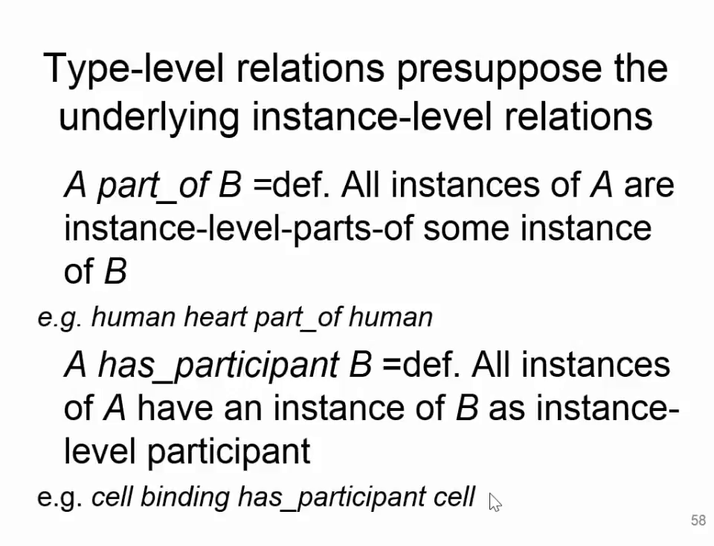And similarly, to say that big A has participant big B is to say that all instances of big A have some instance of big B as a participant. So, for instance, every case of cell binding has a participant, some case of cell. Now, there are problems with what you see on this slide. The first problem is that for continuants, part of is time indexed, in some cases at least.